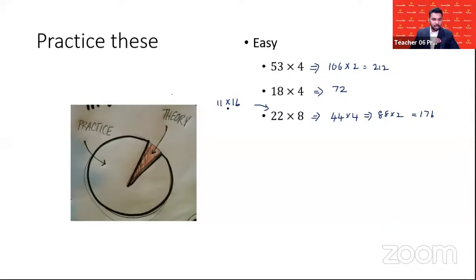11 is a very special number because it is the same digit 1 repeated. While doing this, one easy thing to do is to put the number 16 as it is, but separated by one place. And you just have to put the middle number as the sum of the digits of the number that you're multiplying with. So the sum of the digits of 1 and 6 is 7. So you get 11 multiplied by 16, which is equivalent to this problem 22 multiplied by 8, as 176.